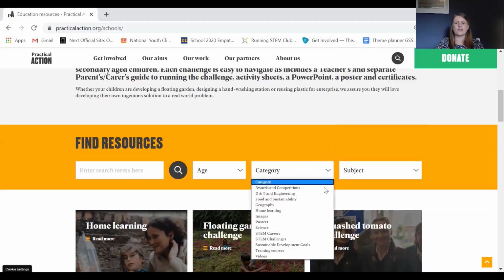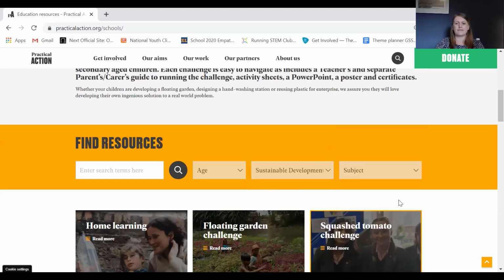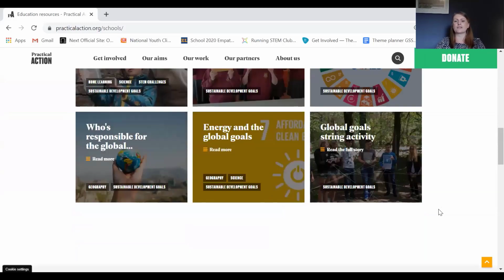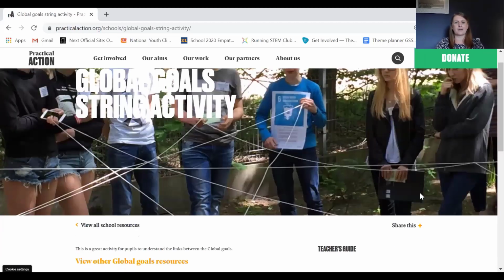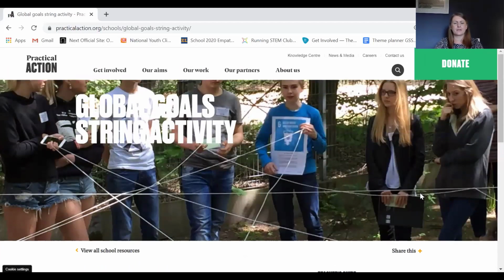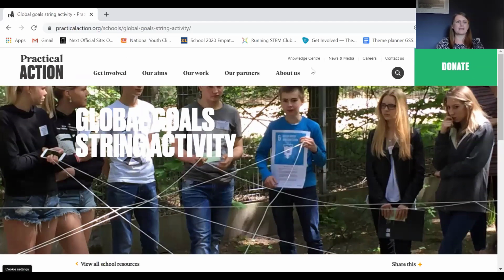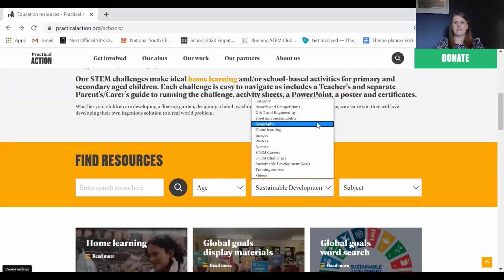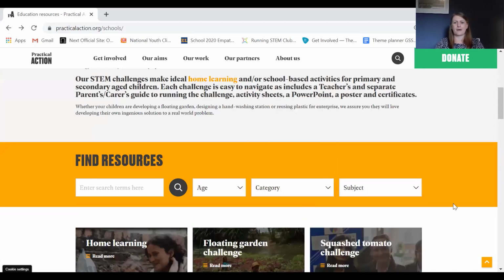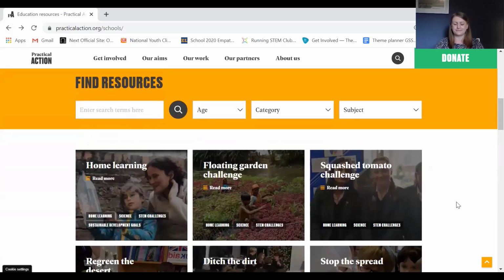Now, if you go to the Sustainable Development Goals in categories, we go here, there's a really lovely resource that's a great starting point. If you're trying to introduce sustainability into your STEM club, this could be a really good starting point. It's an activity that links the Sustainable Development Goals and what their aim is. So that's a great starting point. But if we go back, all the other resources are also here. And I'd recommend having a good look around the website to see what you've got available here.